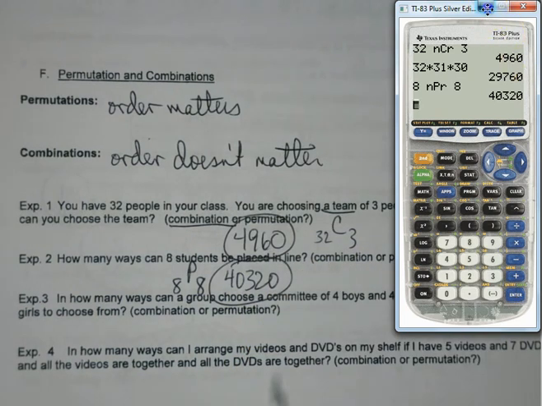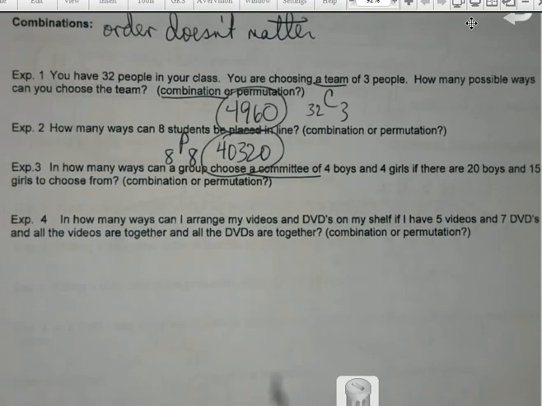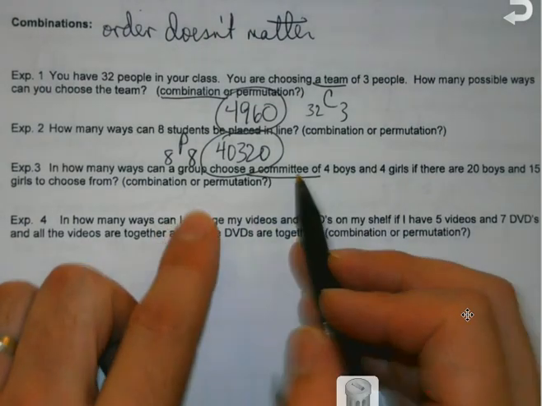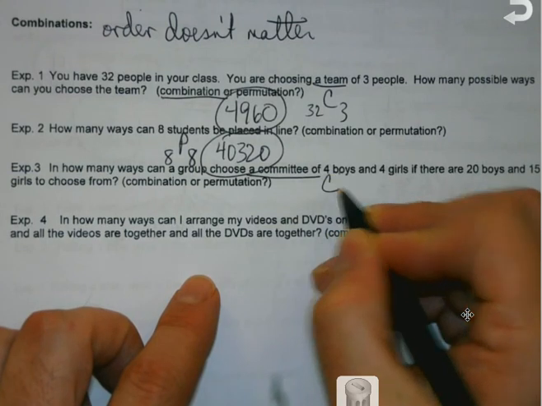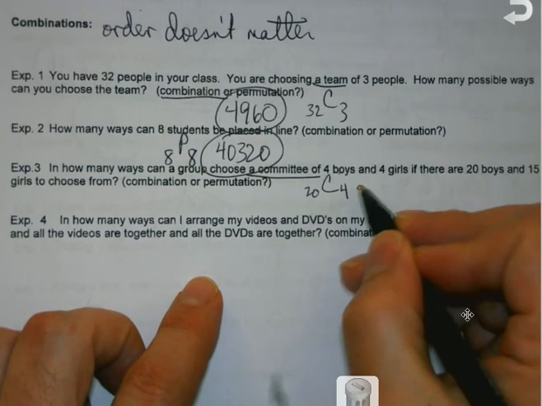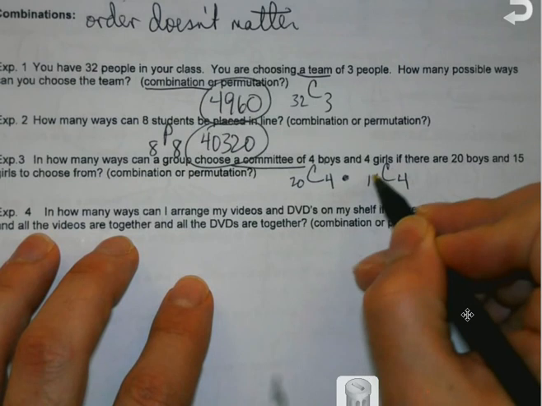So again, as I'm doing these, how many ways can a group choose a committee, general, of 4 boys and 4 girls if there are 20 boys and 15 girls to choose from? Okay. Now this time, there's an extra little something working in here. Not only do I have a generic committee, but I have 2 separate things going on here. So a committee of 4 boys, okay, but how many boys are there to pick from? Well, there's 20. Okay, well then I have another part of my committee because I want 4 girls, and there's 15 to pick from.